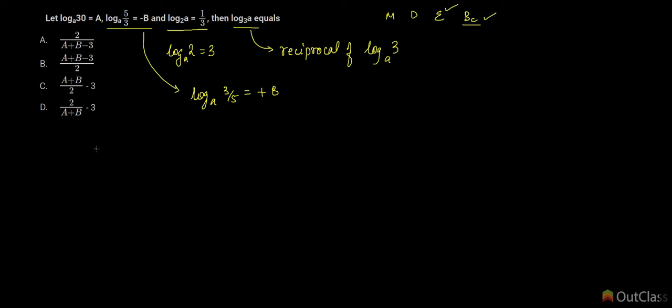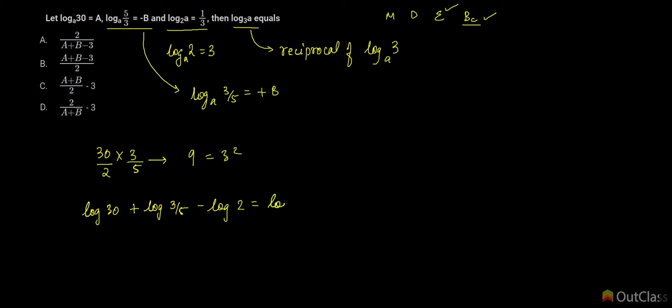So what you'll notice is 30 into 3 by 5 is 90 by 5, 18. If you divide it by 2, you will get 9, which is 3 square. So log 30 plus log 3 by 5, they're all to the base A, I'm not going to write that base, minus log 2 is log 9.